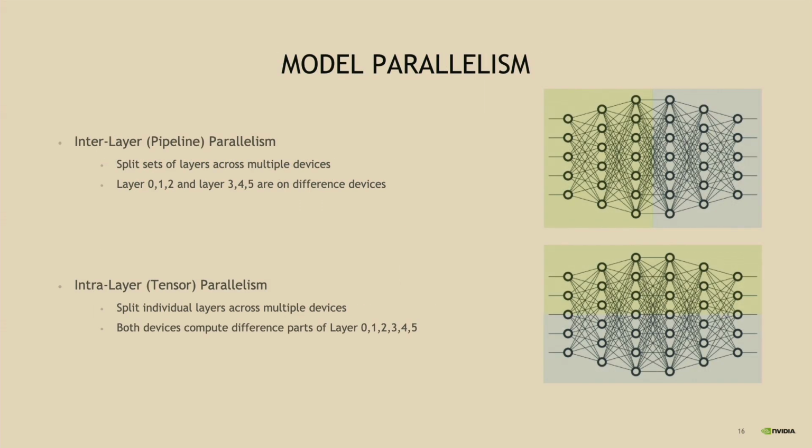As Paulius and other speakers pointed out, there are two forms of model parallelism. I'm not going to spend time here because you've already heard about them. There is inter-layer or pipeline parallelism, and then intra-layer or tensor parallelism. Tensor parallelism breaks the tensors along one axis, versus pipeline parallelism, which breaks the model along the different layers.